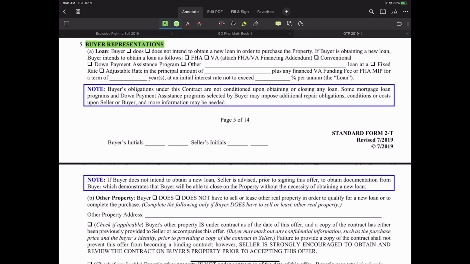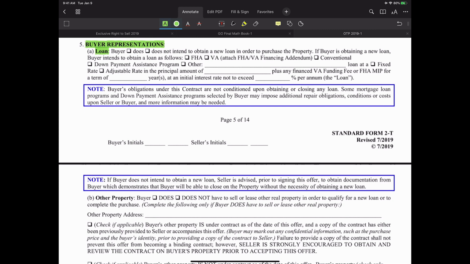Now, to relate it to something we've talked about in class, I believe that the buyer's loan, if they have to get one, is a material fact that the seller should be aware of. If I'm selling my $250,000 house, I want to know that you have the ability to come up with $250,000, and this is where we show it to the seller.